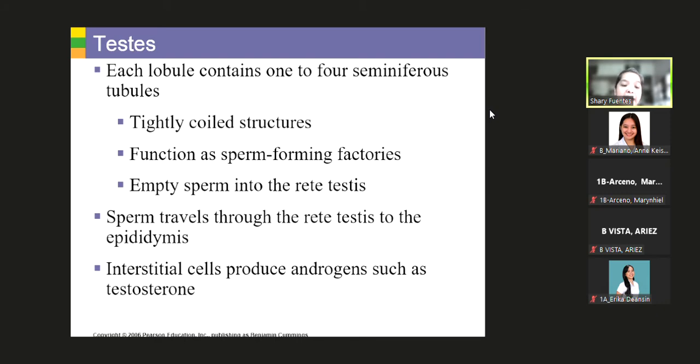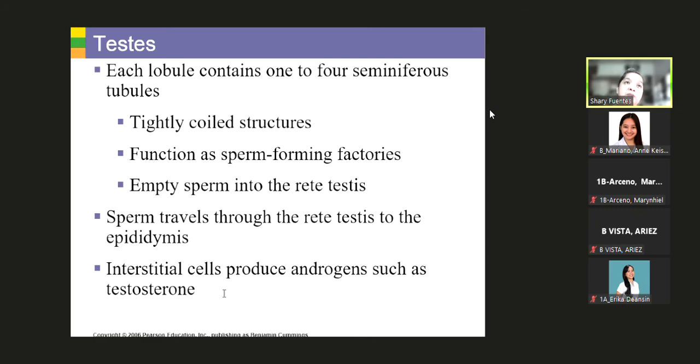Okay? But there is also another cell. We have the interstitial cell or the Leydig cell. But there's another cell that is important in here. We have the Sertoli cell or your sustentacular cell. Sertoli, S-E-R-T-O-L-I. Okay, Sertoli cell or your sustentacular cell.